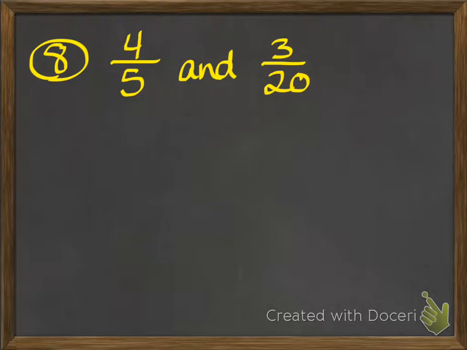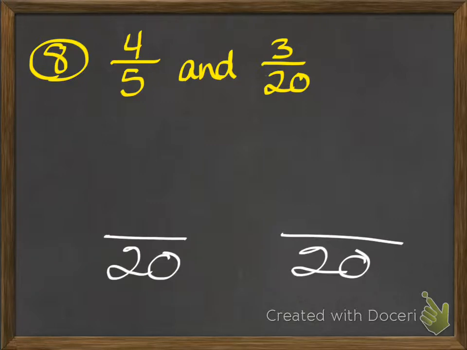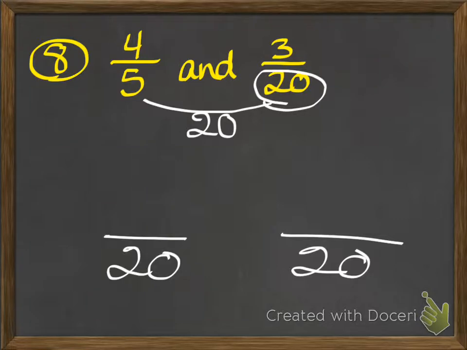Okay. Number 8, 4/5 and 3/20. For my common denominator, I kept the number 20 because 20 is a multiple of 5, so I just kept this denominator. For 20 to get to 20, it's already there, so my fraction 3/20 can stay the same.